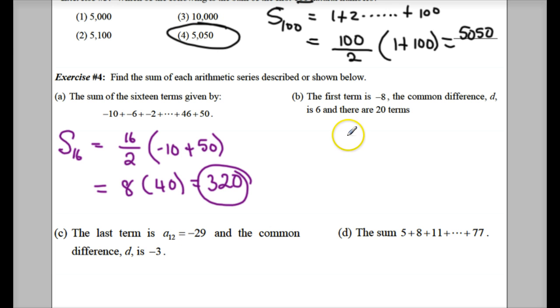Now it says the first term is negative 8. The common difference, D, is 6, and there are 20 terms. So what do I do now? I need to find what's this 20th term.